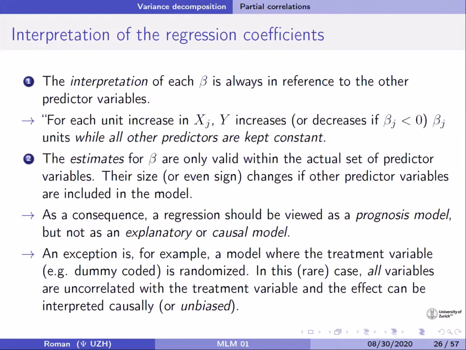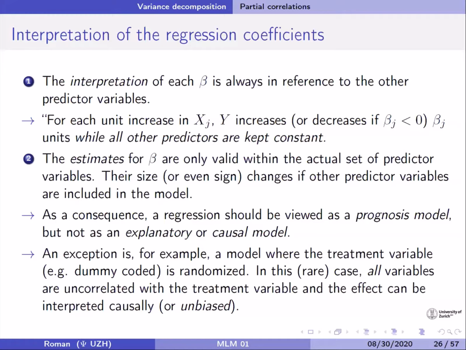So let's review interpretation of regression coefficients in multiple regression one more time. The interpretation of each beta is always in reference to the other predictor variables. For each unit increase in x, y increases by the slope amount, while all other predictors are held constant at 0. The estimates for betas are only valid within the actual set of predictor variables. Their size or even sign changes if other predictor variables are included in the model. A model with 3 predictors should not be compared to a model with an additional predictor and assume that we're making the same claims here. Every predictor added into the model changes how we interpret all other predictors in that model.